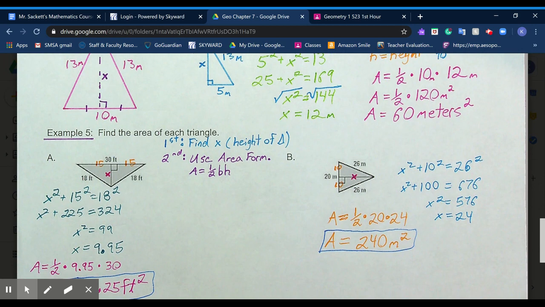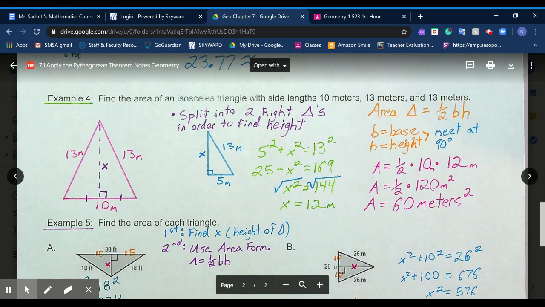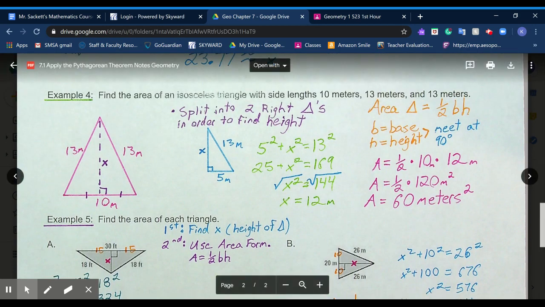And then our last few examples here. Example 4 asks us to find the area of an isosceles triangle with side lengths of 10 meters, 13 meters, and 13 meters. So again, I just began with drawing myself that image of 10 meters, and then I knew my 2 congruent sides of 13 and 13.